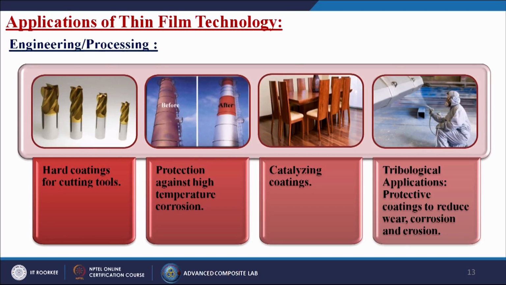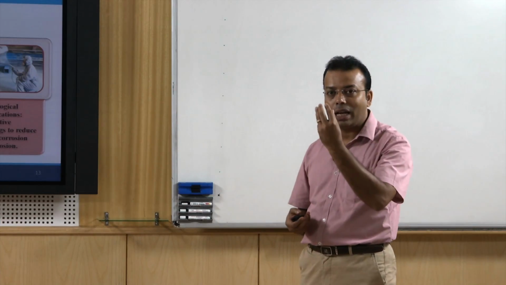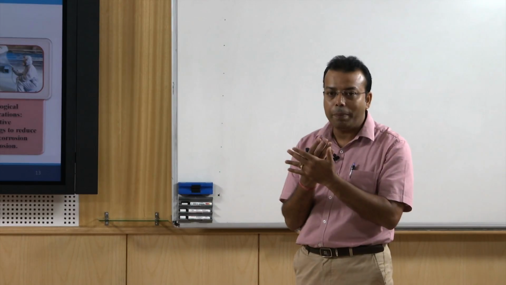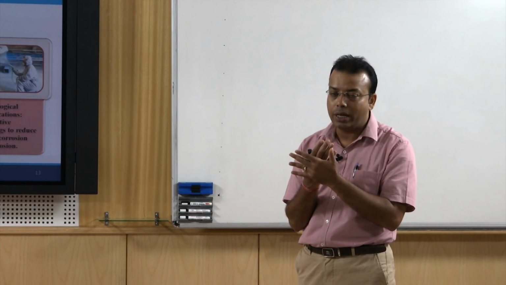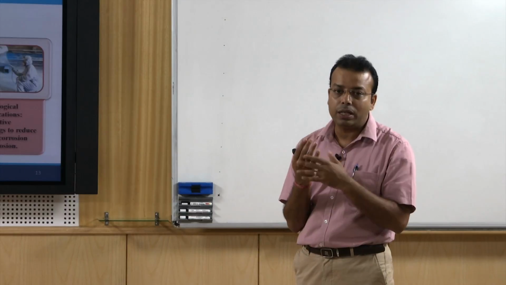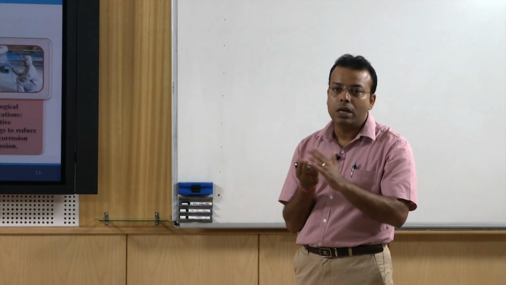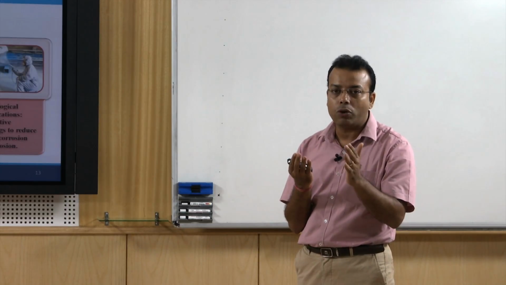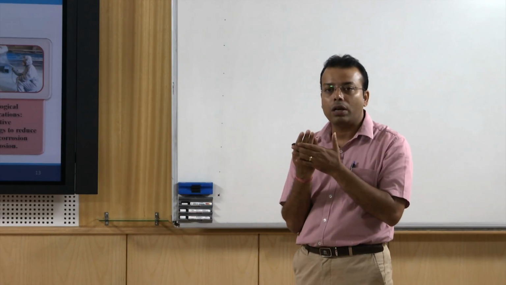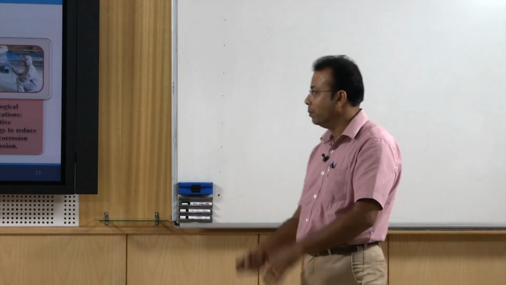Then, protection against high temperature corrosion. Generally, for a chimney or some kind of exhaust pipe, we can use this kind of coating, where the flue gases come directly into contact with the material or the substrate, and can harm that material. So we do certain kinds of coatings so that the flue gases or toxic gases do not come directly into contact with that particular material.